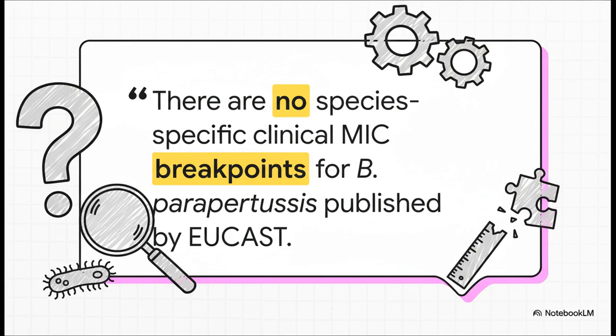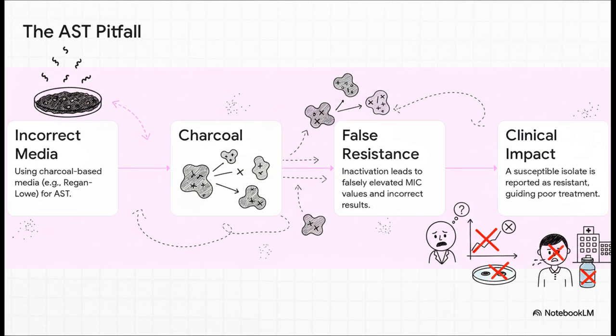That leaves labs in a tough spot without clear, official guidance on how to interpret susceptibility results. And this slide shows a classic lab pitfall that can make a tricky situation even worse. See, if a lab tries to run susceptibility testing directly on a charcoal-based medium, like Regan Lowe, the charcoal itself can actually bind to and inactivate the antibiotic. This gives you falsely high MICs, making a bug that's actually susceptible look resistant. And that, of course, can lead to clinicians getting the wrong information and choosing the wrong treatment.